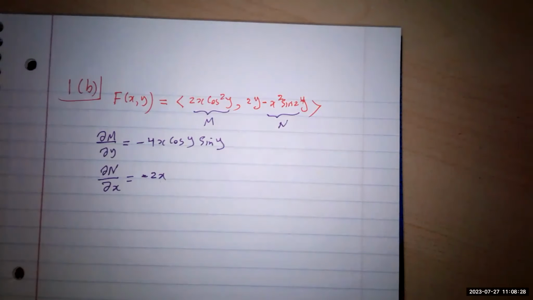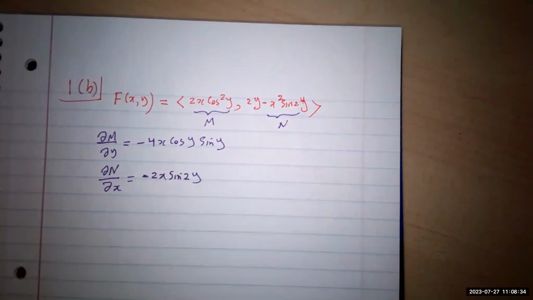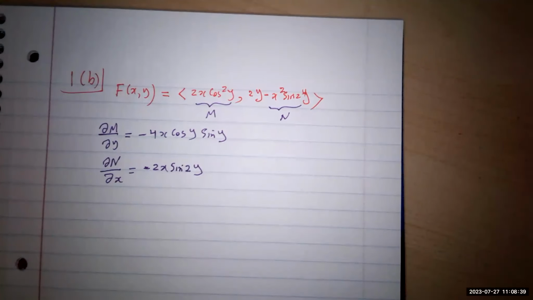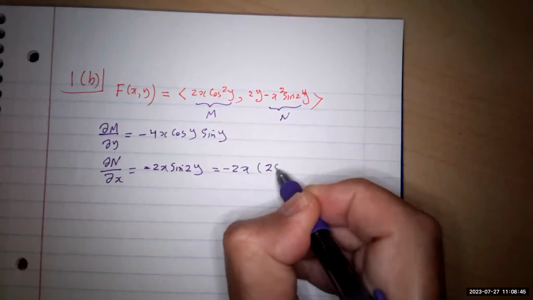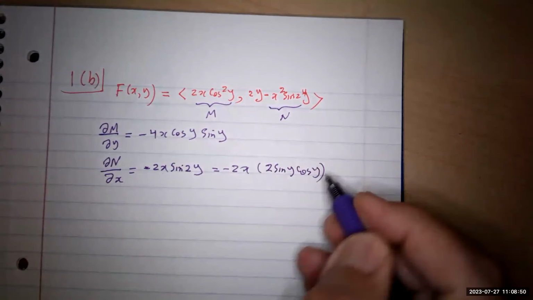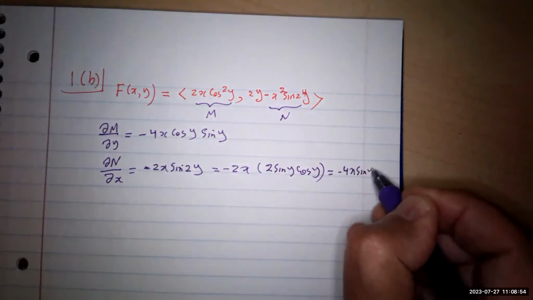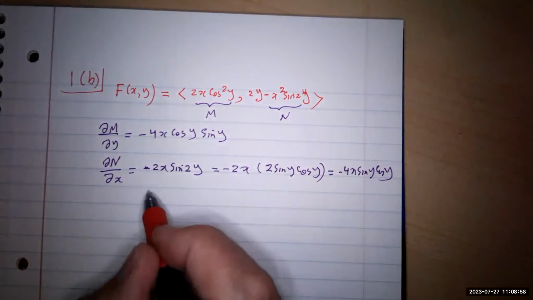Okay. There is something nice about it. It's going to be negative 2x sine of the 2y. Okay, sine of the 2y, and just compare them together. You know that the sine of the 2y is 2 sine cosine. So it's a negative 2x, interesting. So that gives a negative 2 sine y cosine y. That's going to be negative 4x sine of y cosine of y. Okay, so they are equal to each other.